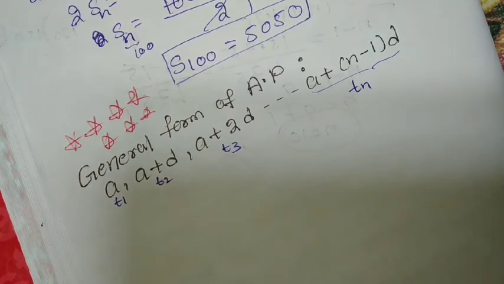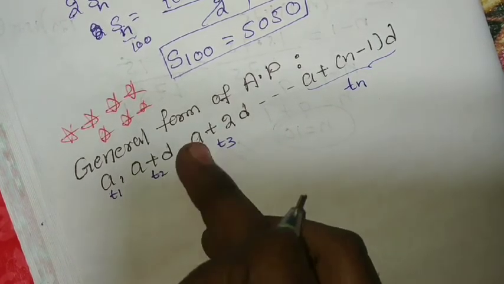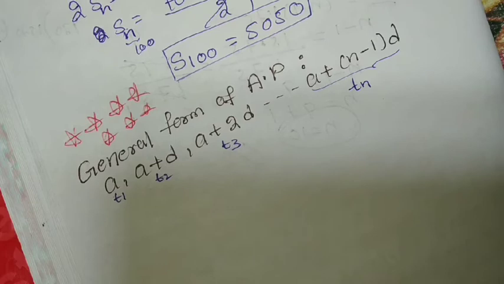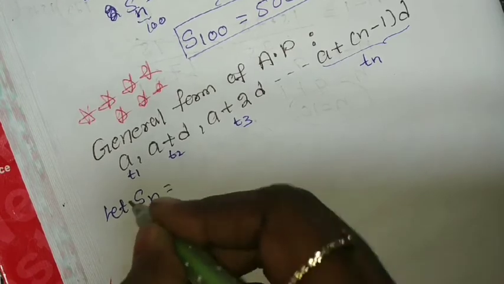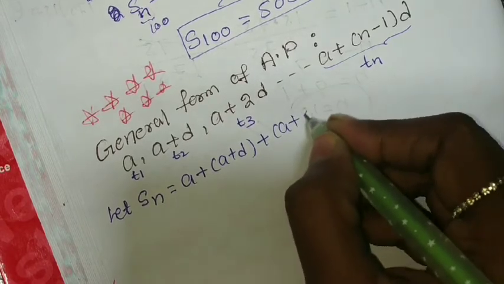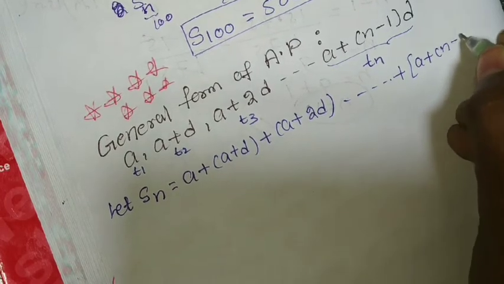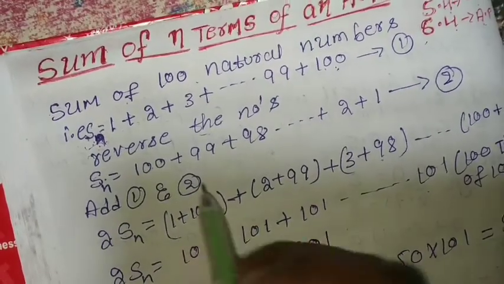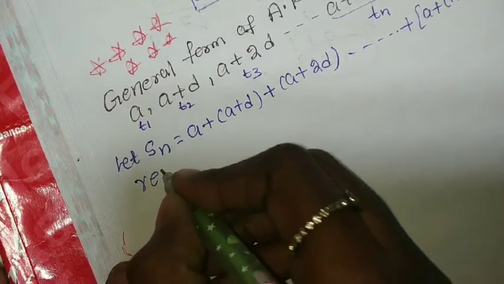So now we need to find the sum of these terms. That means A plus D plus A plus 2D plus and so on plus A plus n minus 1 into D. We have to add these terms. For that, let Sn is equal to the sum of all: A plus D plus A plus 2D plus, are you getting, students? And so on plus A plus n minus 1 into D. I added. So before that, what I told here? Reverse the numbers. So same process you are doing here. We are doing reverse or rewriting.